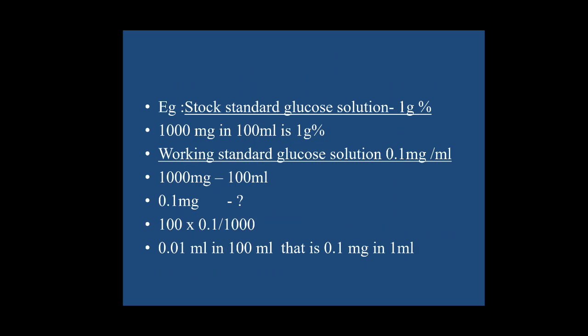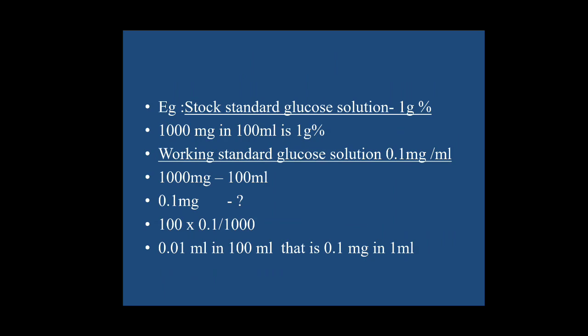Example is 1 gram percent of glucose solution, that is the stock. 1 gram percent means how much? 1 gram is 1000 milligram in 100 ml. Percent means 100 ml, right? So 1000 mg in 100 ml is 1 gram percent. This is your stock solution.